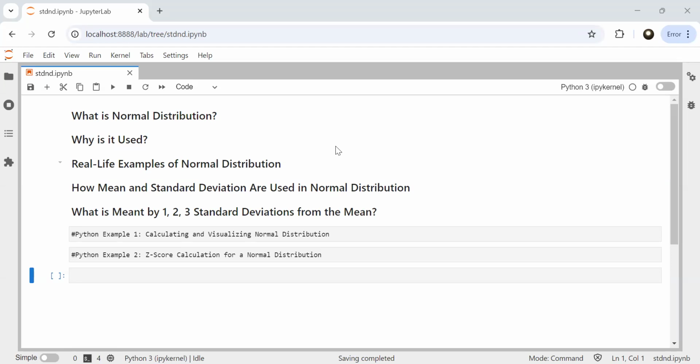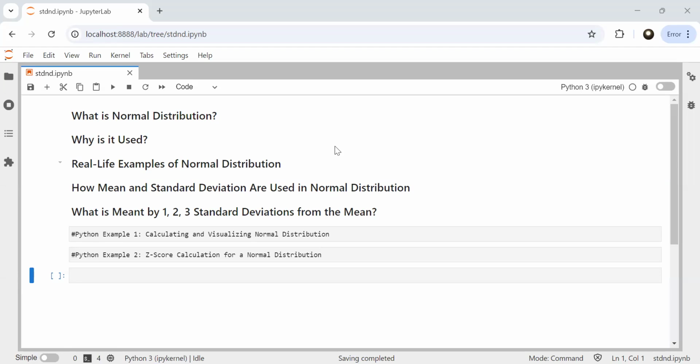The normal distribution is widely used in statistics because many natural phenomena and measurement outcomes tend to be normally distributed. It helps to make inferences about populations from sample data, making it crucial for hypothesis testing, confidence intervals, and many other statistical analyses.